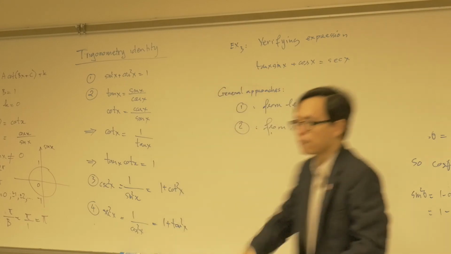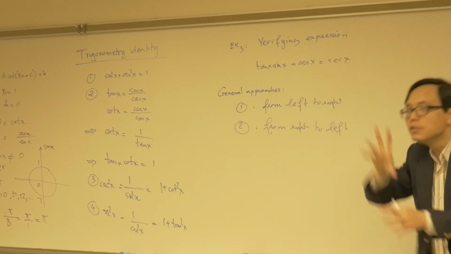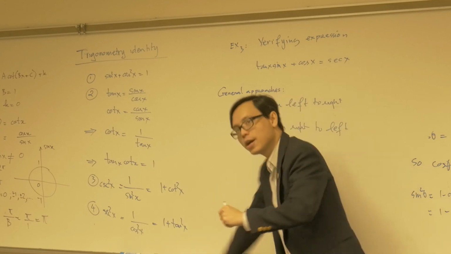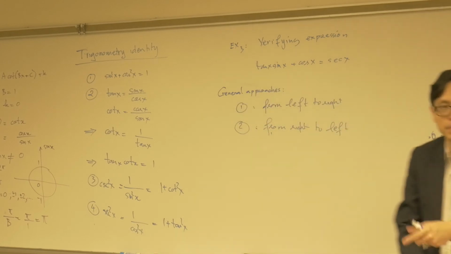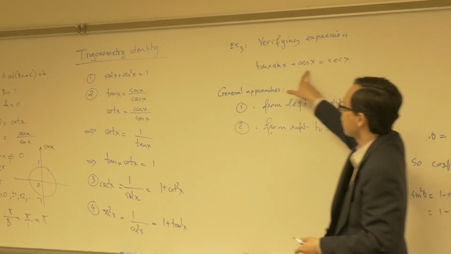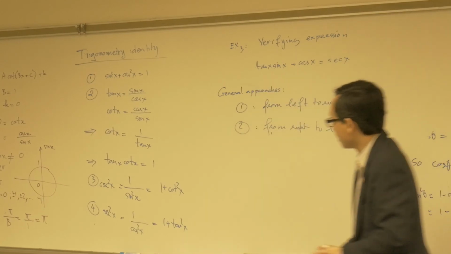It means that you start from the right and you manipulate, you convert it some way, somehow. You're going to use trigonometric identities, and all the properties you learned in algebra. You bring it back to this form. Okay, that's the second approach.